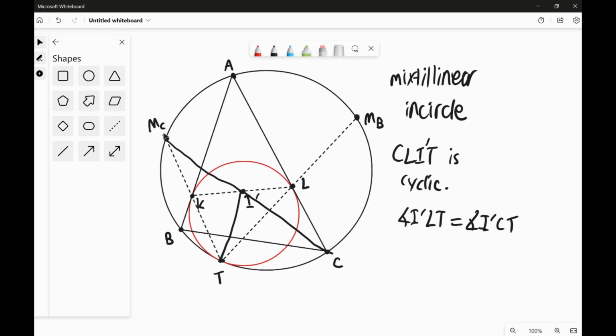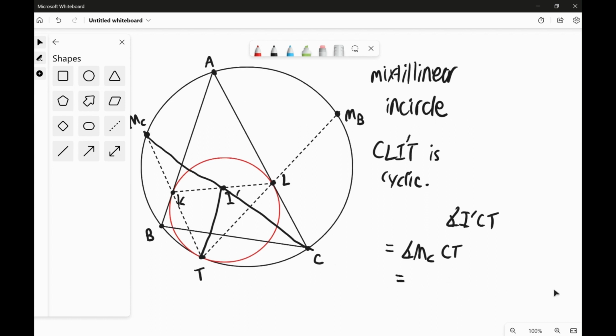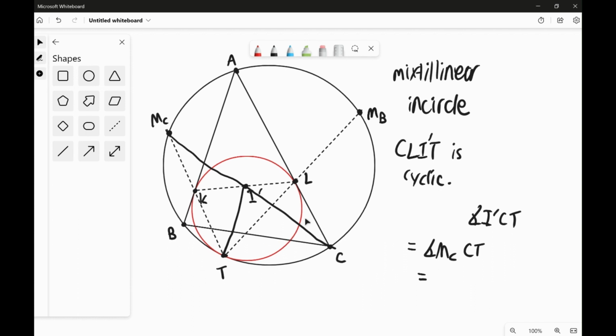Well, this is definitely good news for us because we have that I prime CT is equal to, let me go ahead and erase this, directed angle MCCT because we're redefining I prime as here. And this is also equal to MCBT. However, from what we proved inside our lemma earlier in this video, this is also equal to BKMC.